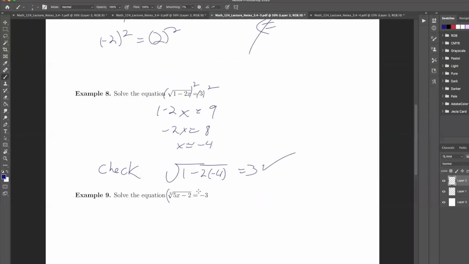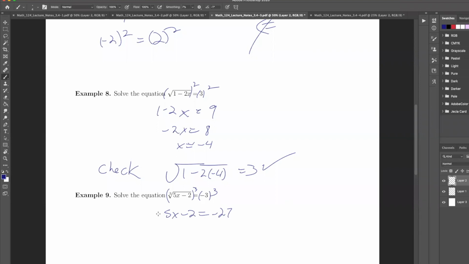And so what am I going to do first with this side? I'm going to cube both sides, right? So the cubic root cubed is just 5x minus 2. Negative 3 cubed would be negative 3 times negative 3, which is positive 9, times negative 3, which is minus 27. Okay? And then from here, we just solve it.